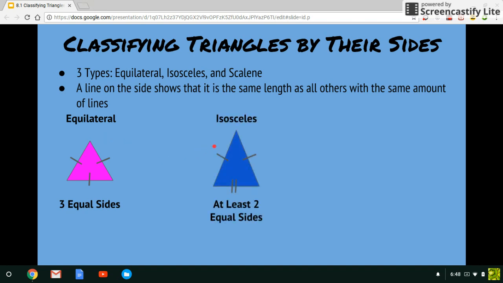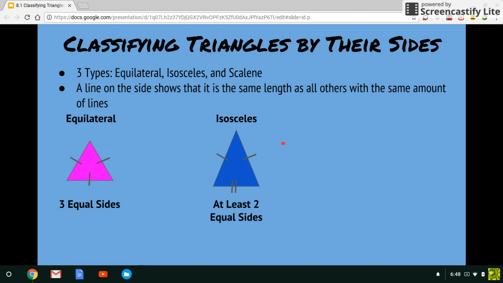Then we have isosceles triangles. Isosceles have 2 sides that are equal, at least 2 sides that are equal. So these 2 sides with one line in them show that they're equal to each other, but this one with 2 lines in it shows that it's not the same length as these 2. Having at least 2 equal sides is important. Equilateral triangles are also considered isosceles because they do have at least 2 equal sides. They have more than that. But not all isosceles triangles are equilateral. So it doesn't really go both ways, but any equilateral triangle is also isosceles.